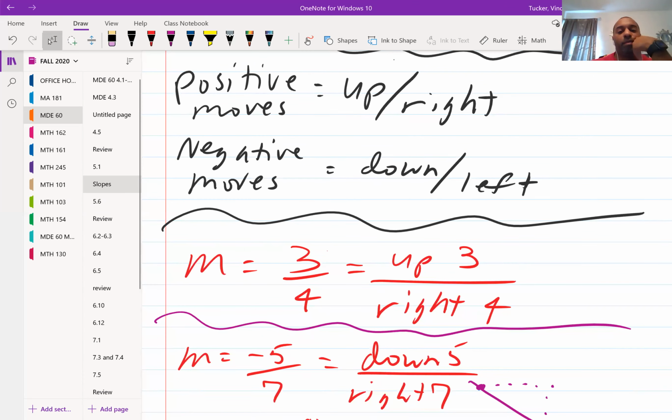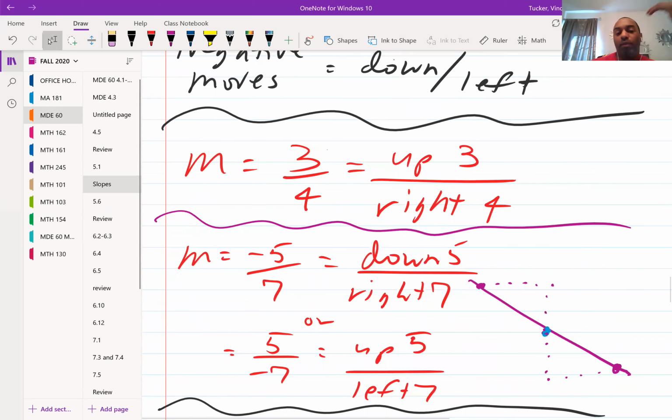Now, if one of the numbers is negative, let's say we have negative 5 over 7. This negative only applies to one or the other. You cannot give it to both because negative over negative is positive. So that negative is not going to both, it's either one or the other. I always say just give it to the numerator. But if you want to give it to the denominator, you'll still get the same value. If you give it to the numerator, that'll be down 5. It's a negative 5 over a positive 7. So that'll be down 5, to the right 7.